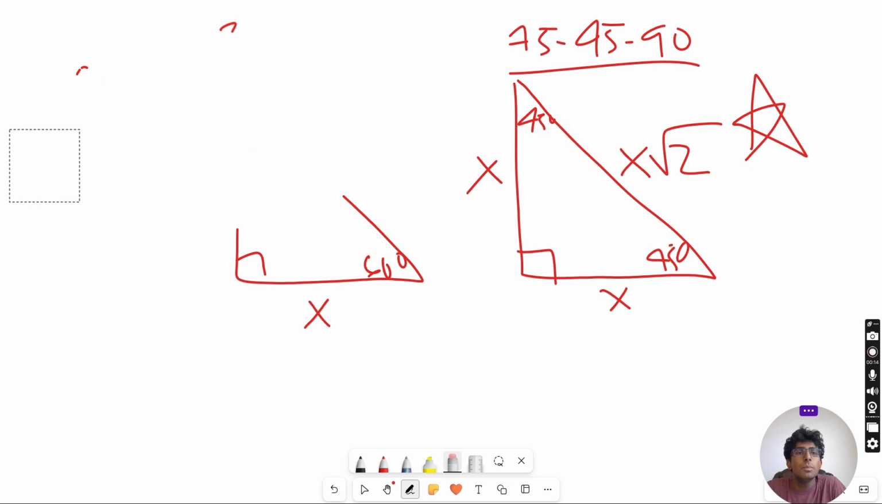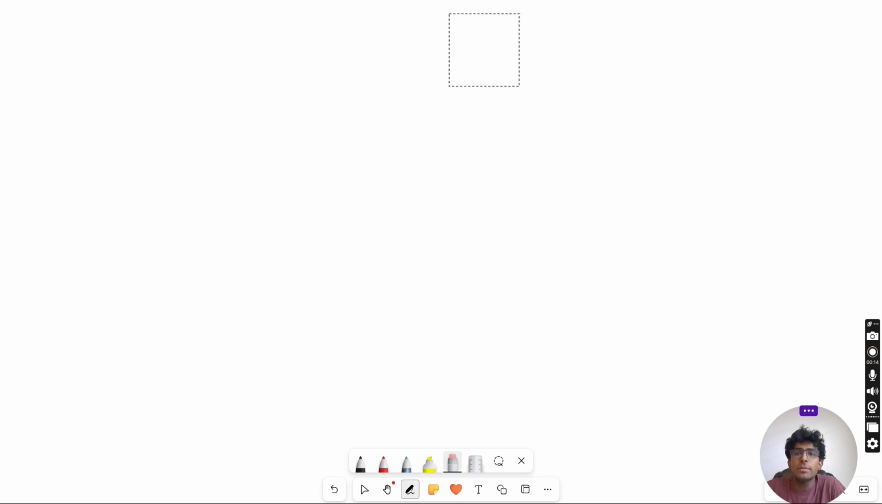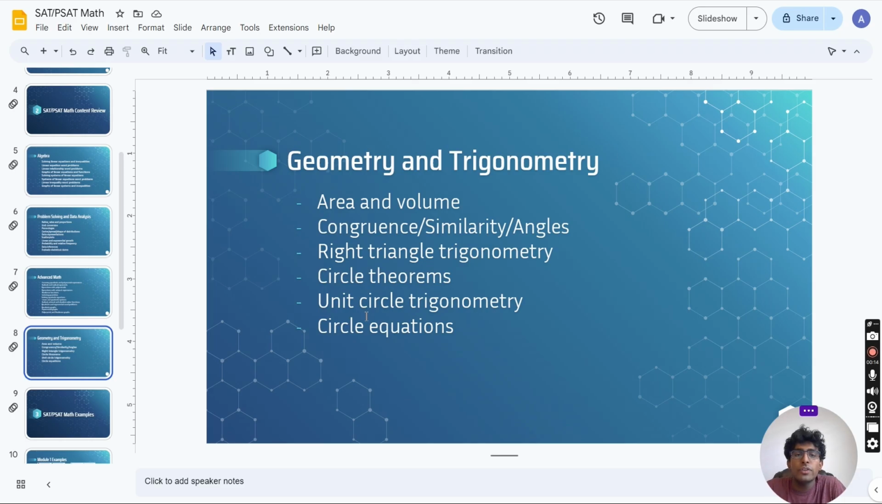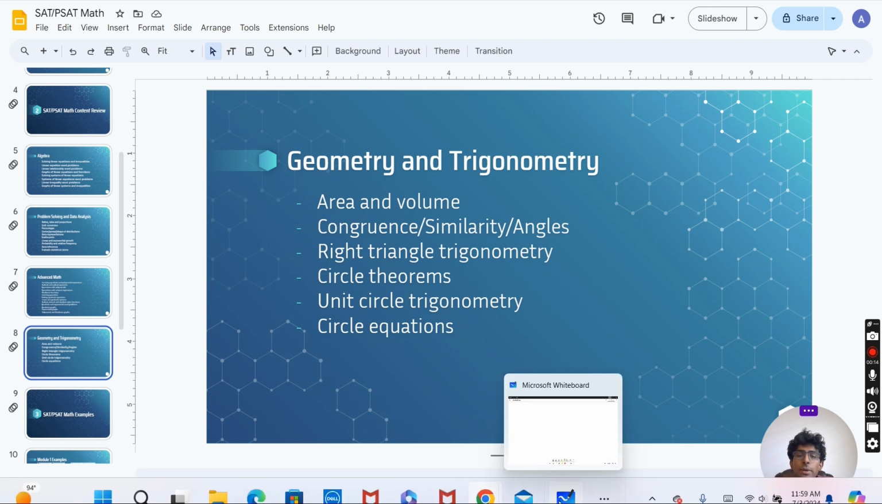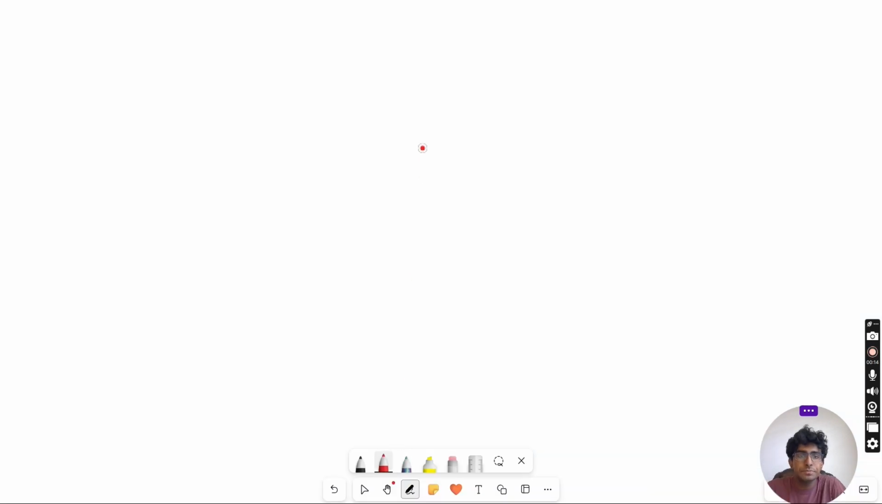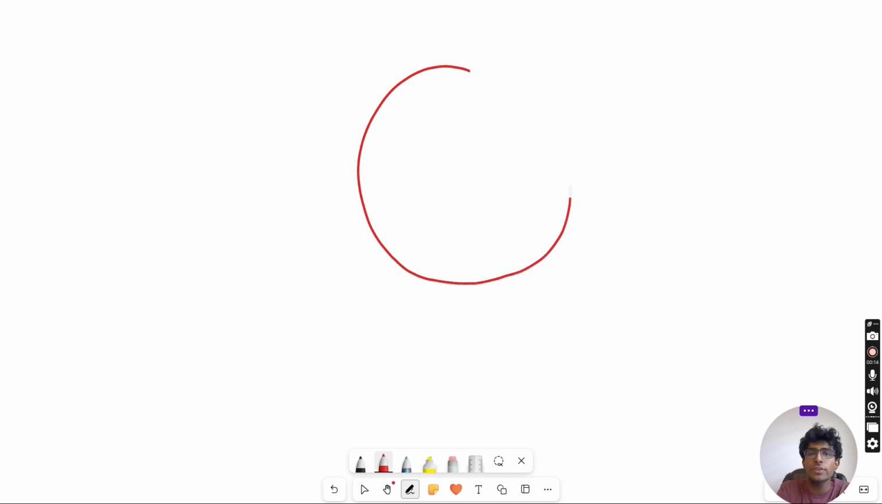All right, moving on to the next section of circle theorems. So we're just going to talk a bit about circles. For circles, the major things to know in a circle are this, right? Let's first go over terminology.